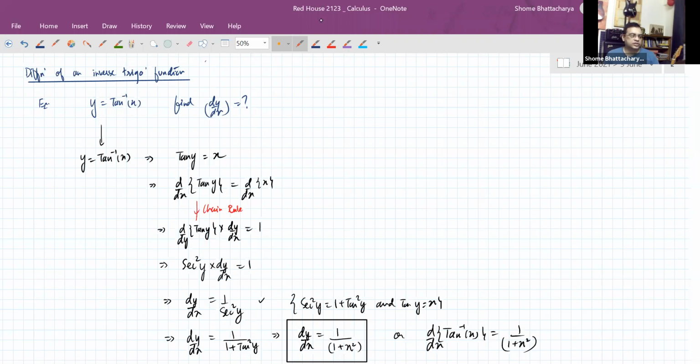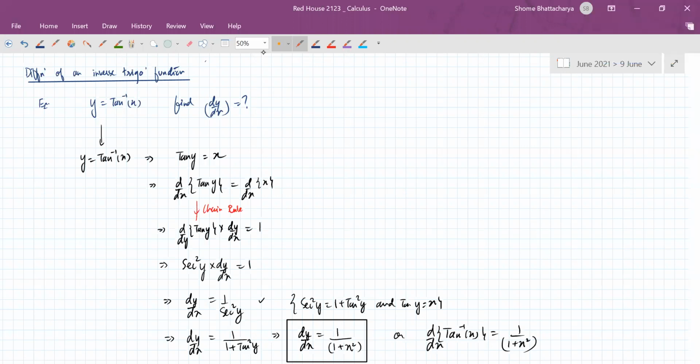So just make a note of this, people, step by step. Okay. And after you make a note of this, try the next example yourself. We have y is equal to sine inverse of 3x. So you want to find dy by dx. Just try this out. Use the very same steps that we have done over here, but with the sine inverse 3x function.